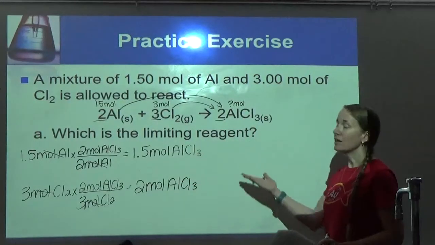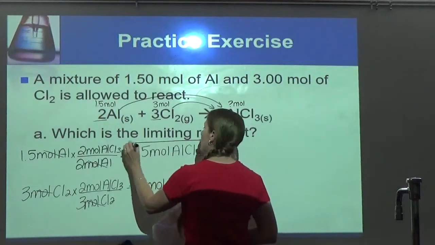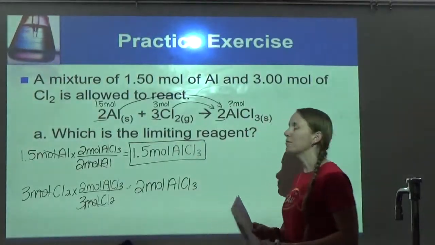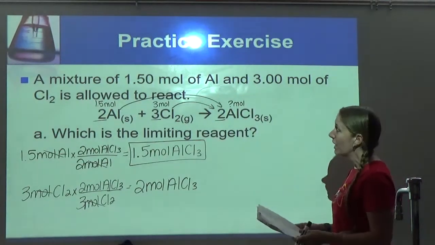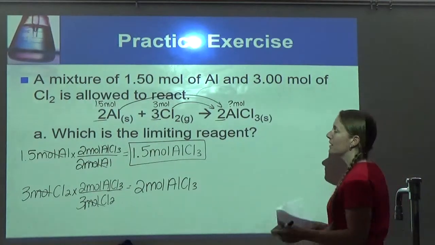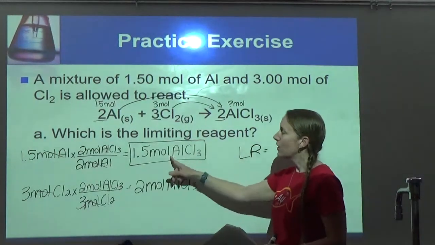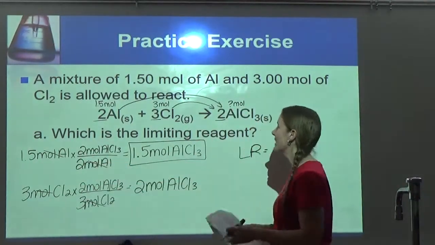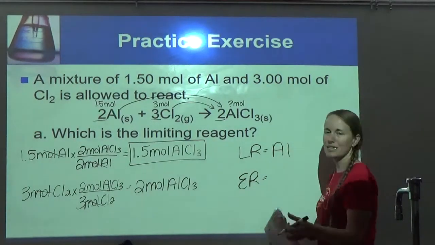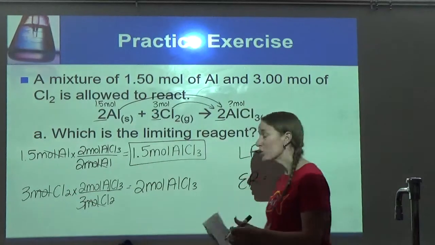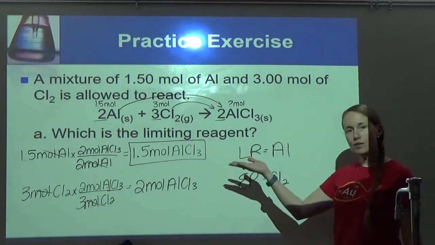So in reality, for part B, I know it's not part B, but we can go ahead and answer. We know we can make 1.5 moles of aluminum chloride. So that's going to be my answer to part B in just a second. But now that I know the amounts I can have, I know which one's my limiting reagent. The one that makes the lower amount, which in this case is aluminum. It didn't ask me for excess reagent, but I always just like to say both of them. So that means my chlorine is my excess reagent. Okay, so that's all you have to do to figure out limiting.